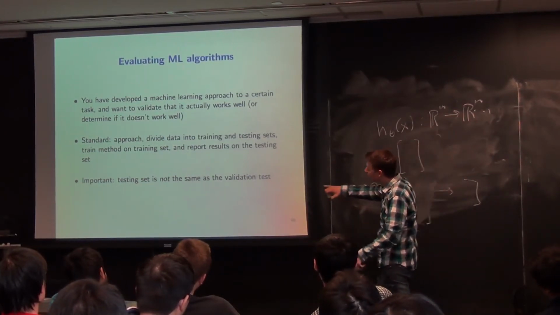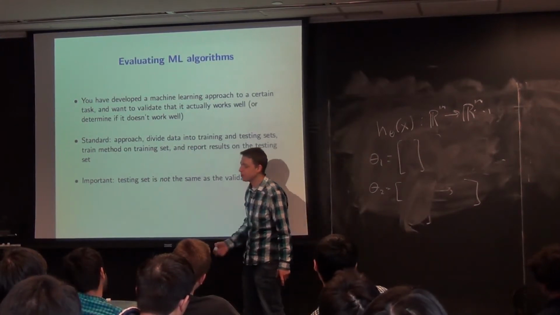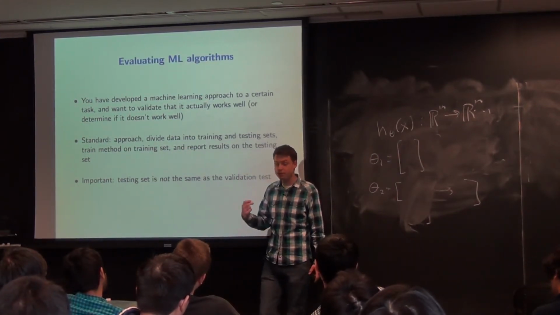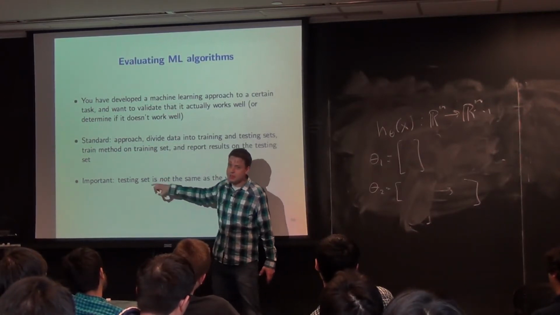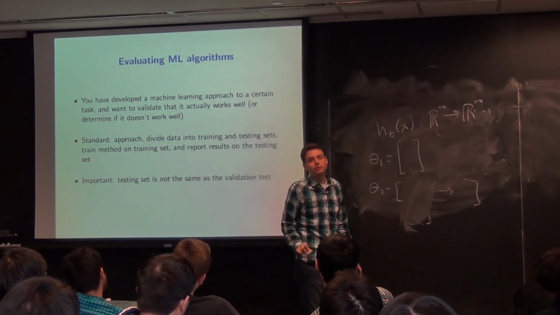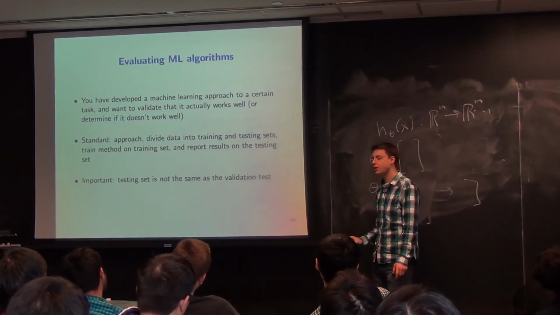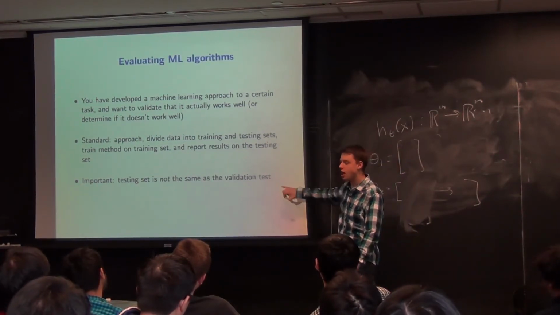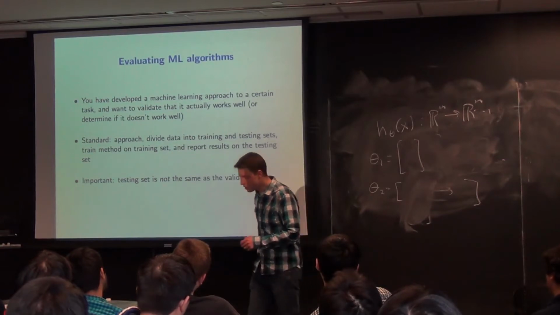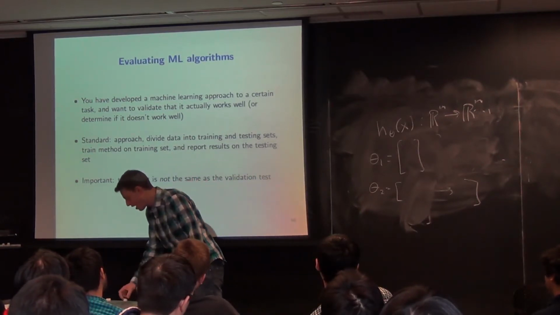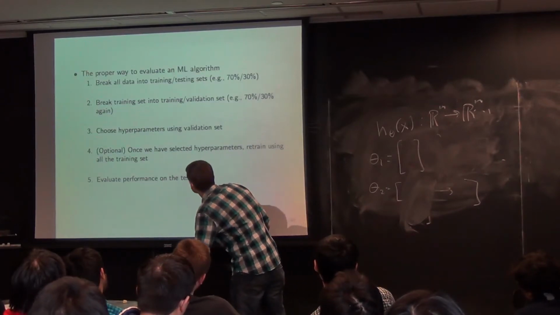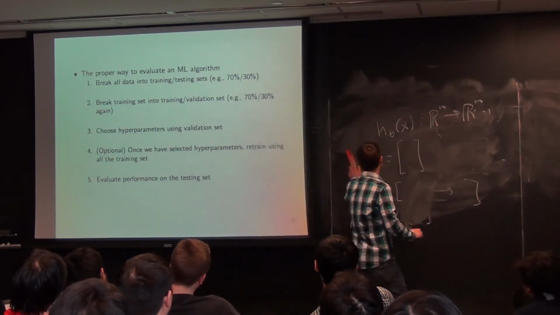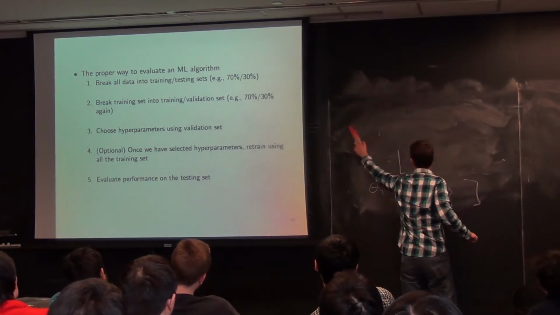Now, the important point I want to make is that this sounds very similar to what I talked about when we talked about validation sets versus training sets. The testing set is not the same as the validation set. This is very important. This is a very common mistake people make when developing machine learning methods, and it is not a valid way of doing things. So let me describe to you the right way of evaluating a machine learning algorithm. There are five steps here, and one's optional, so it shouldn't be that hard to get right.